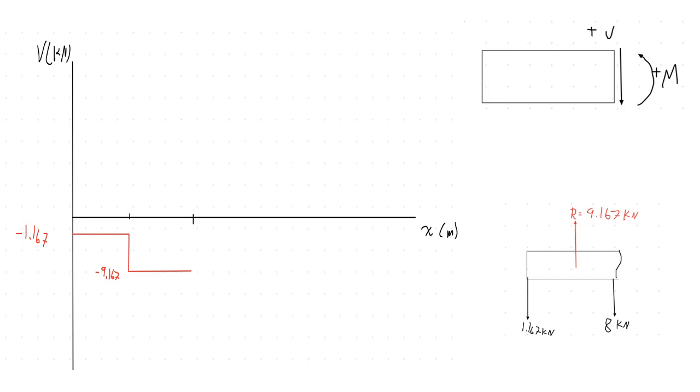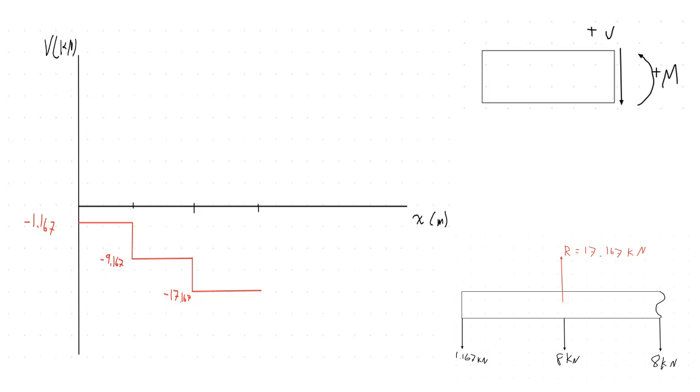Moving along, we reach our 8 kilonewton down load, and so we do a similar sum of Fy, and we see that our reaction is up by 9.167 kilonewtons. Again, still up, still opposite of what we call positive, and so we go down to negative 9.167 kilonewtons on our shear diagram. Moving to our next load at the 2 meter mark, another 8 kilonewtons. Again, we do the same thing, sum of forces, and we get our reaction to be up 17.167, opposite of positive, so our diagram goes down to negative 17.167.